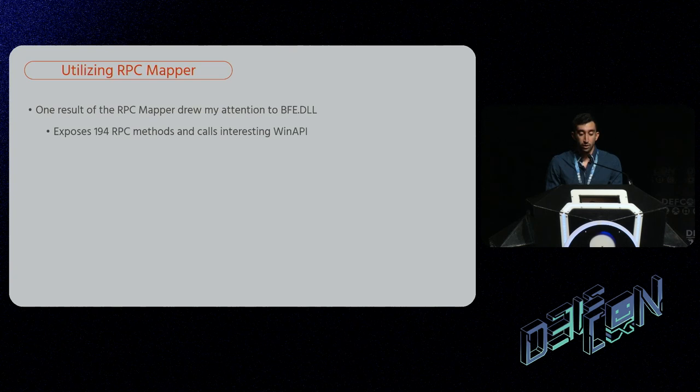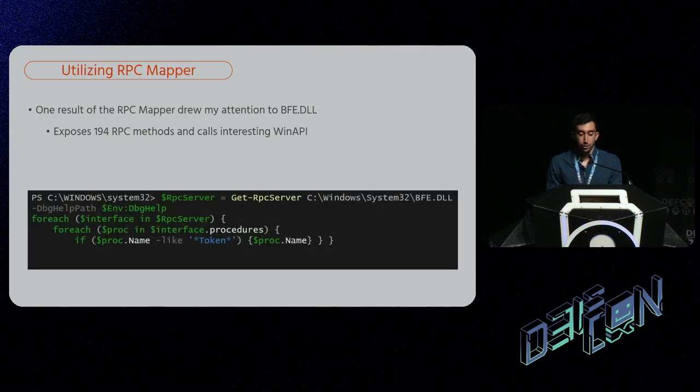Now let's look at one of the interesting results this tool produced. The DLL called BFE caught my attention because it exposes many RPC methods, and I looked for one with an interesting name. This script goes through each RPC interface exposed by this DLL and looks for the word token in the name of the procedure. This led to a method called BfeRpcOpenToken.